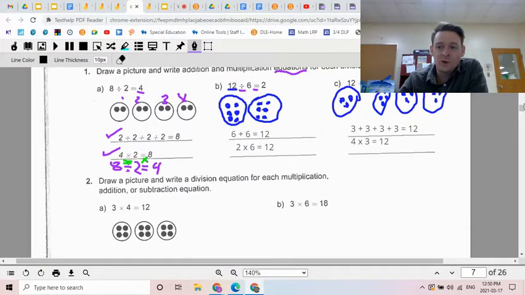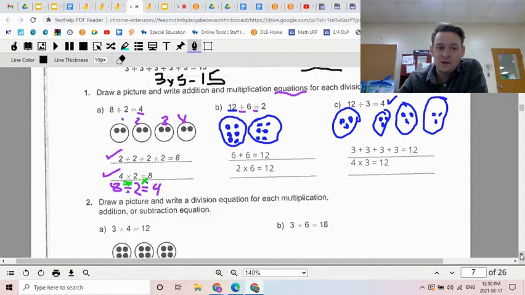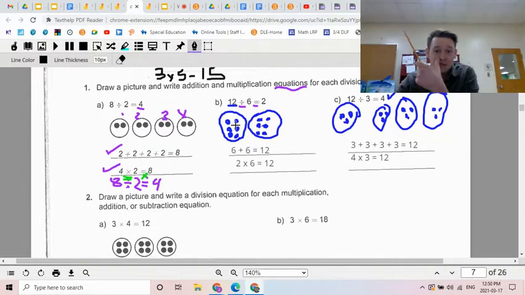So in this first section, you're going to draw a picture and write an addition and multiplication equation based on the picture you drew. And the picture you draw is going to be based on the division question they give you. So I've actually done this entire question for you. So if you want to, you can just kind of copy down what I have, but you could also give it a try and then check with what I've done to see if it's correct.